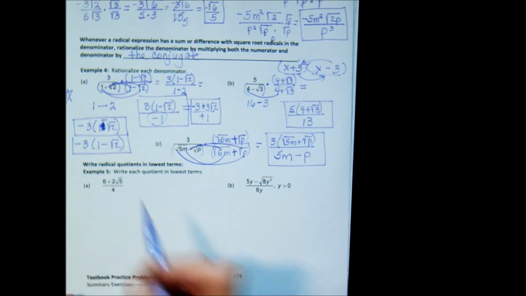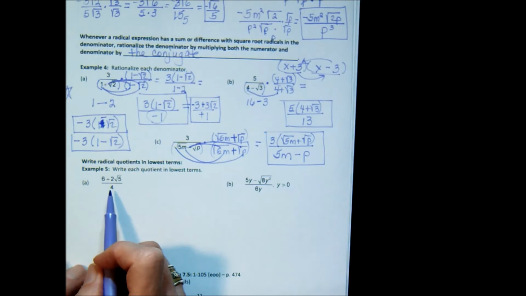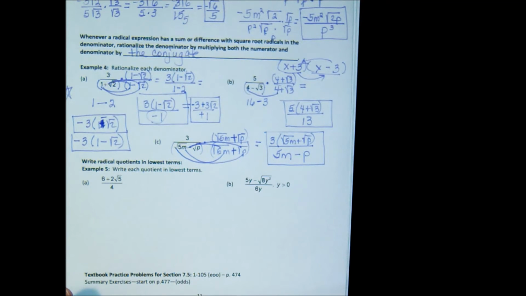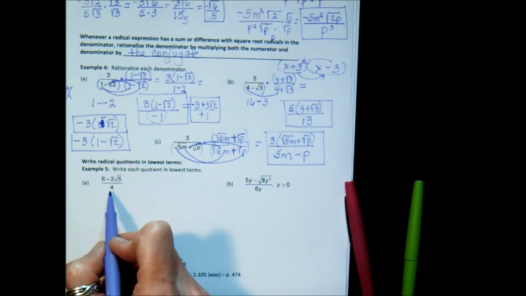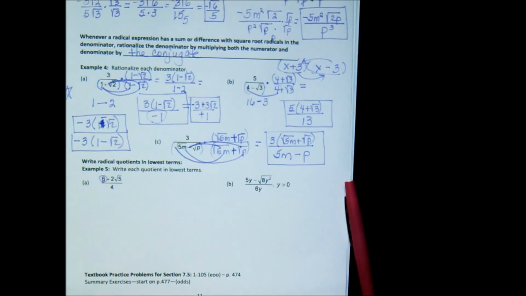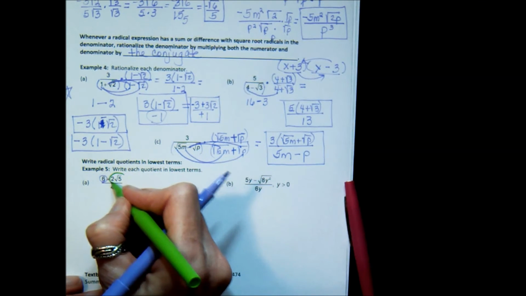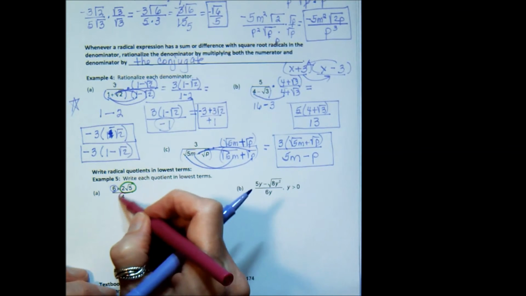All right, let's look at example 5. Here we're going to simplify, and this is really something that you have to watch carefully, and it has to do with when you can cross cancel and when you can't. So I'm going to use some different colors to show you something here. I have 6 plus 2 radical 5 over 4. There are 3 terms here. The 6, that's the first term. The 2 radical 5, that's the second term. And the 4, that is the third term.